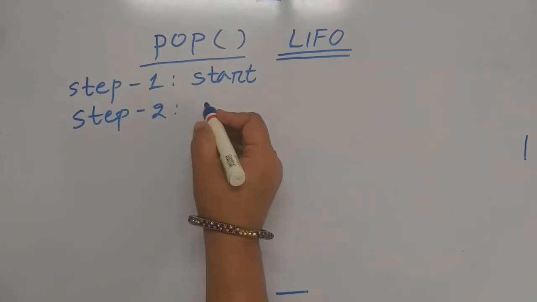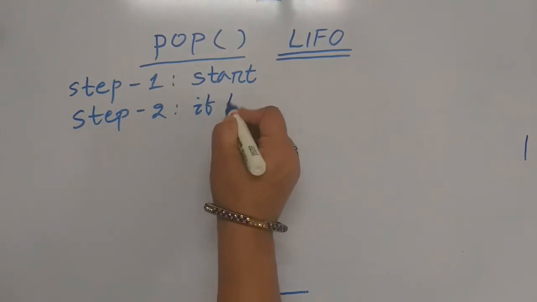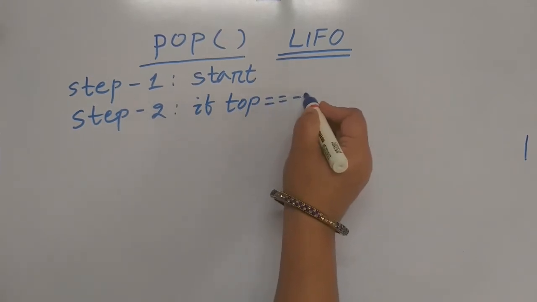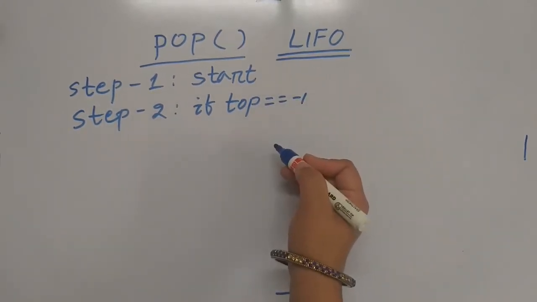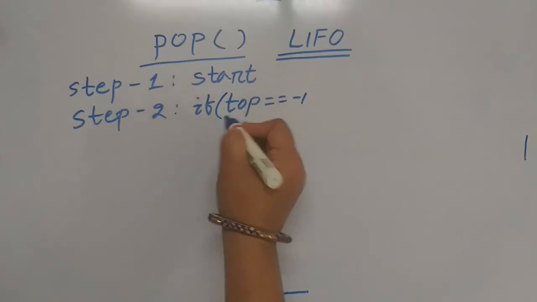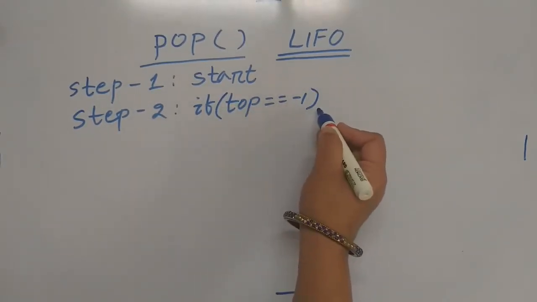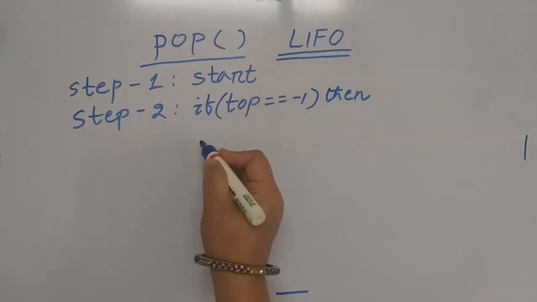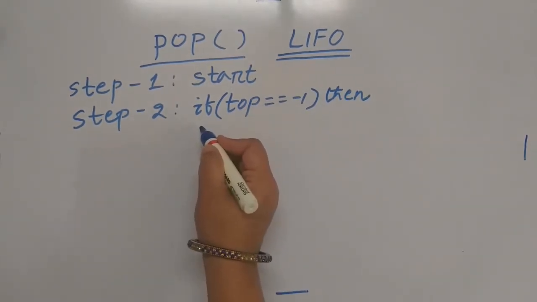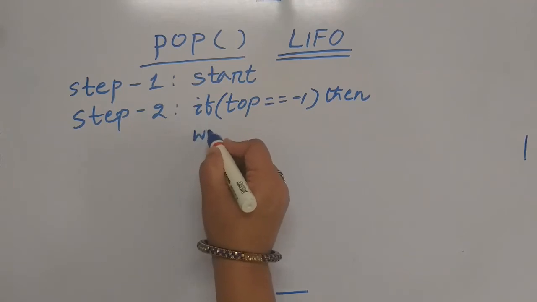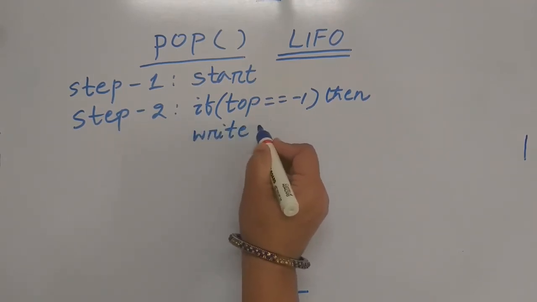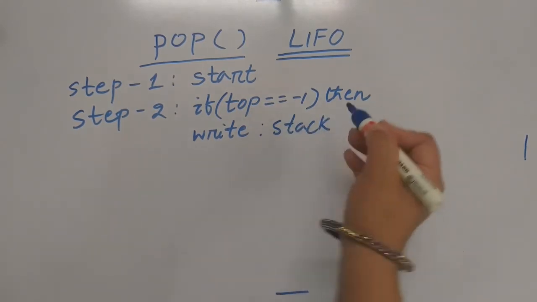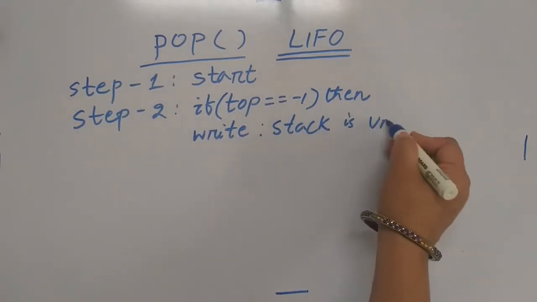In step 2 you write if top is equal to minus 1. That means whenever the top value is equal to minus 1, the stack is empty. Then you write stack underflow. Stack is underflow.